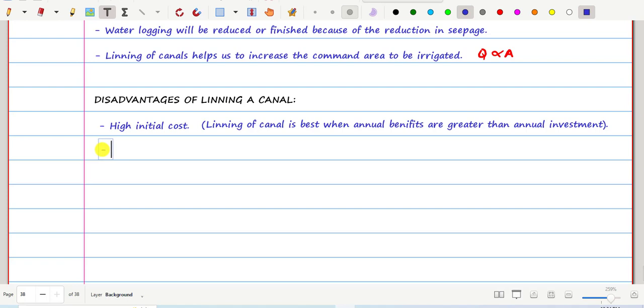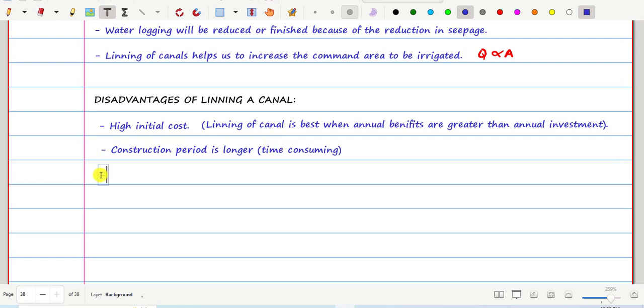The second disadvantage is that the construction period is longer as compared to the unlined canals or alluvial canals, right? So it is actually time consuming. It is time consuming.